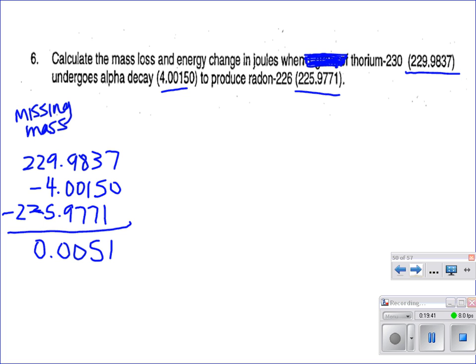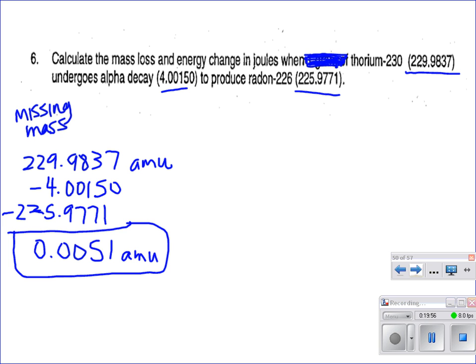What's the unit on all this stuff that they have up there? AMUs. So this is AMUs. So now what we have to do, it says calculate the mass loss. There's our mass lost, and the energy change in joules.